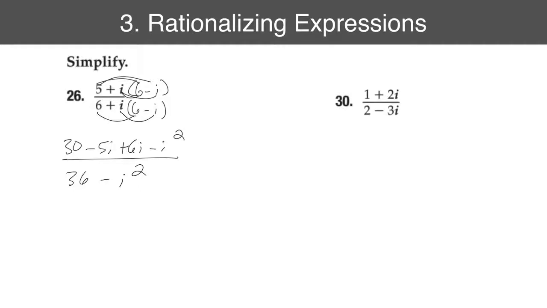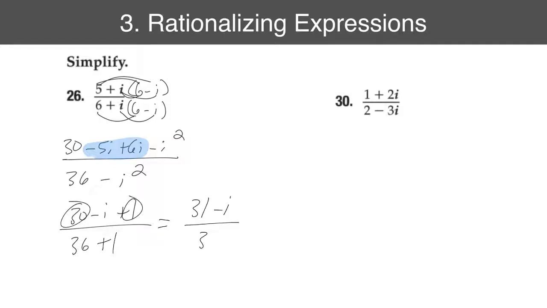First, we put together our i's on top, so negative 5i plus 6i would just be left with i, so it'd be 30 minus i. And then again, remember, this i squared is a negative 1. Well, there's already a negative on it, so that would be plus 1. On bottom, it'd be 36, and then again, you have an i squared, which is negative 1, and a negative's already there, so it'd be plus 1. Then we simplify that down. On top, it'd be 30 plus 1, which would be 31 minus i, and on the bottom, it would just be 37.